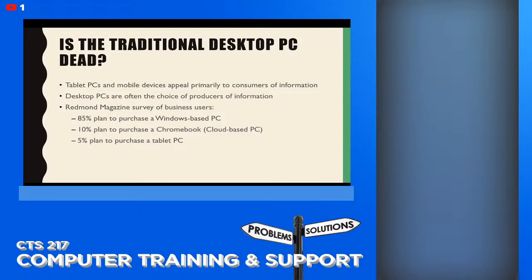This is a good question to ask ourselves as we're thinking about user needs. Is the traditional desktop PC dead? Several years ago, Redmond Magazine did a survey of business users, and they found that 85% plan to purchase a Windows-based PC, 10% plan to purchase a Chromebook or other kind of cloud-based PC, and 5% plan to purchase a tablet PC.